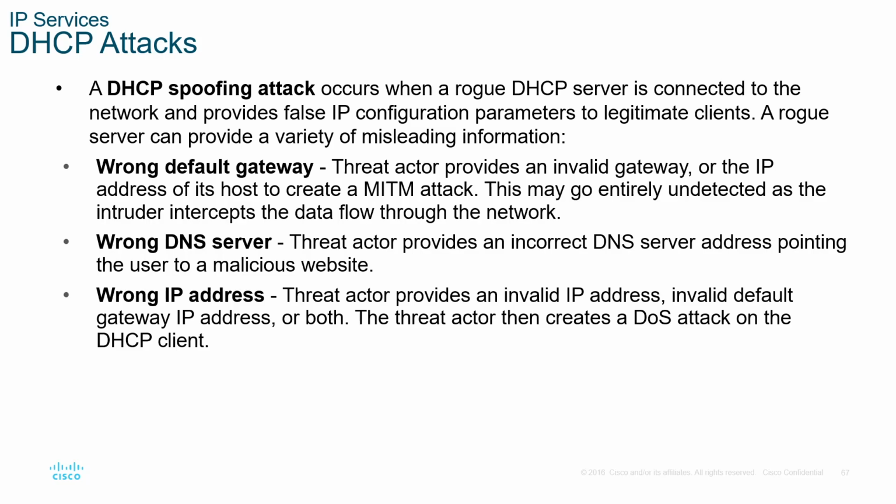Yes, DHCP snooping will allow you to configure the ports where you have a server. So you predefine that, and even if someone plugs a server into a different port, it's not going to work. All right, there you go. These are the spoofing attacks that can be executed through DHCP: wrong default gateway, wrong DNS, and wrong IP.